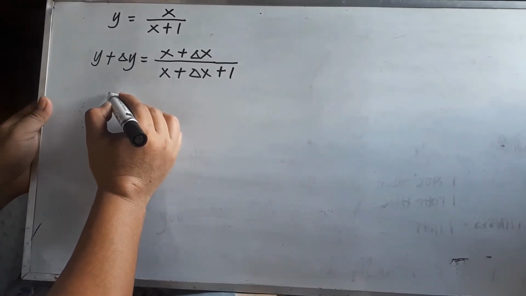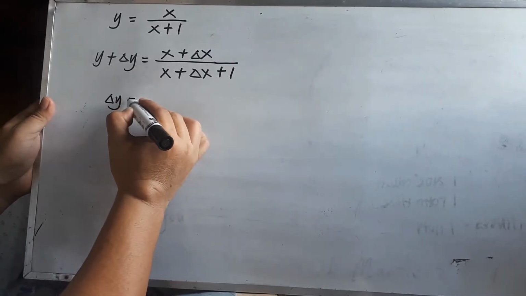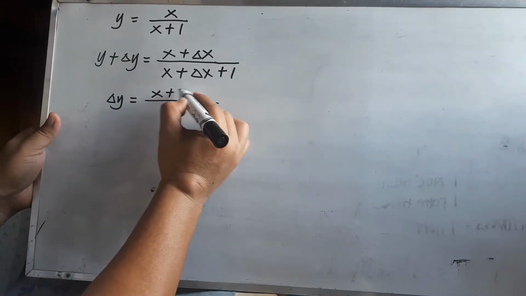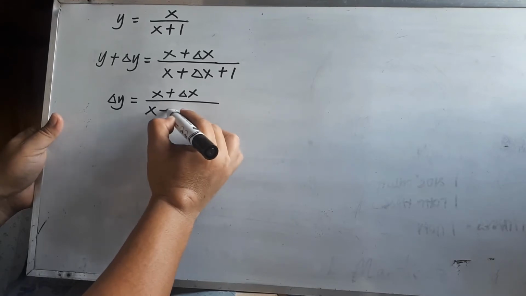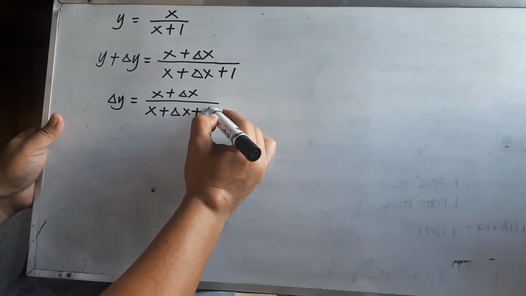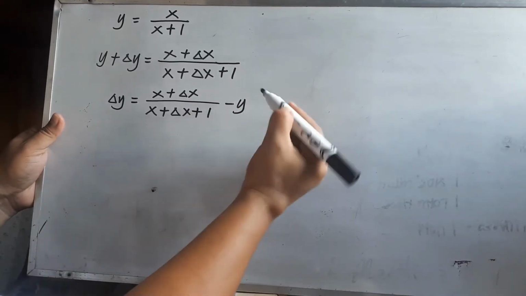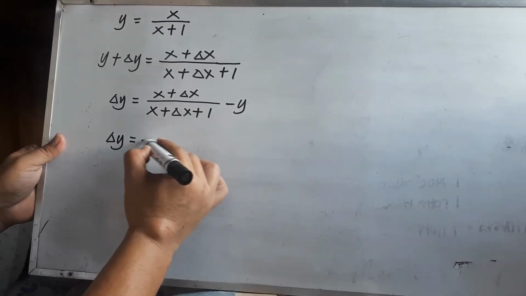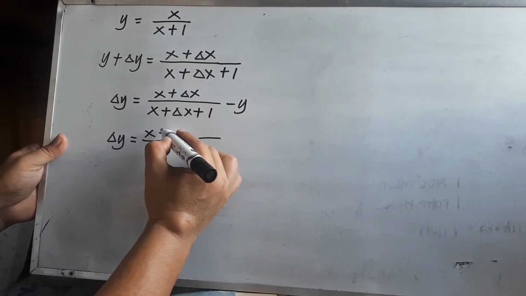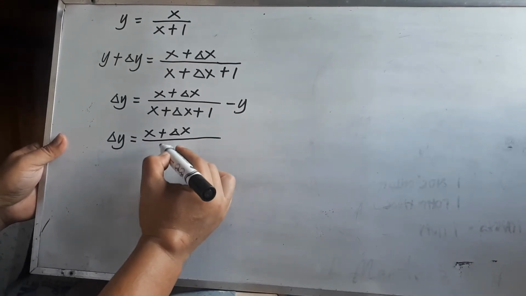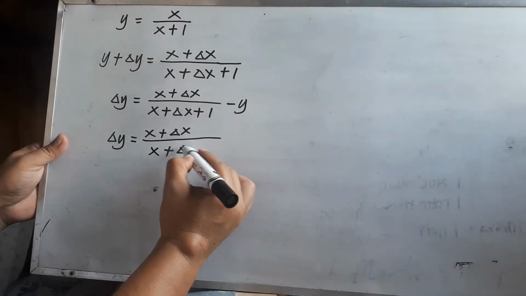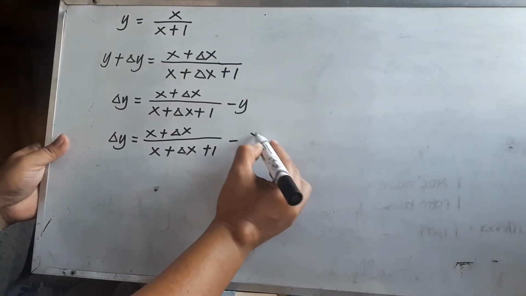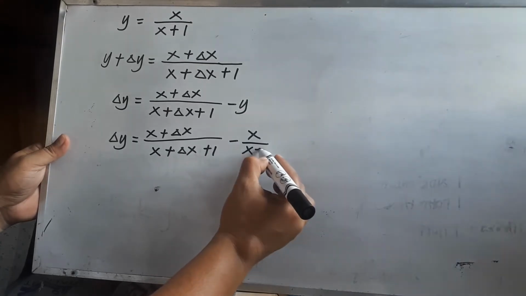Next, you have to transpose the y to the other side of the equation, so that this will now become x plus change of x, we have x plus change of x plus 1 minus y. Okay. What's next? We are going to simplify this one so that the value of y later will be changed to its corresponding value. So we have change of x plus 1, and then this time your y now will be changed into x all over x plus 1.